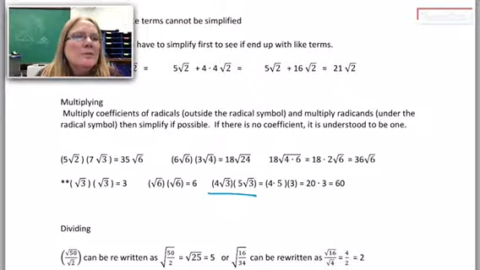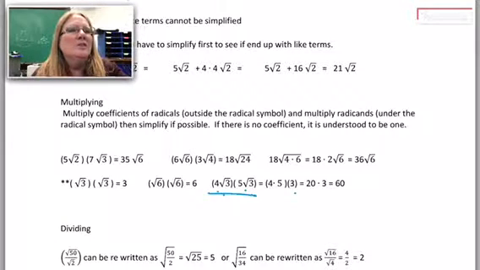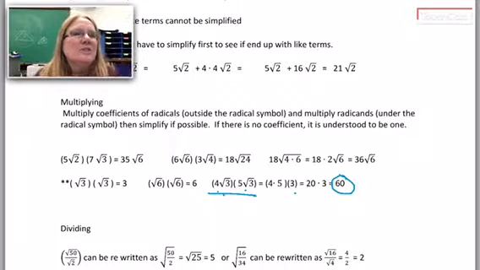4 square root of 3 times 5 square root of 3. So again, just follow the rules. You're going to multiply the 4 times the 5, and then the square root of 3 times the square root of 3 is 3. So you're left with 4 times 5, which is 20, times 3, which is 60. So those are the rules of multiplying.